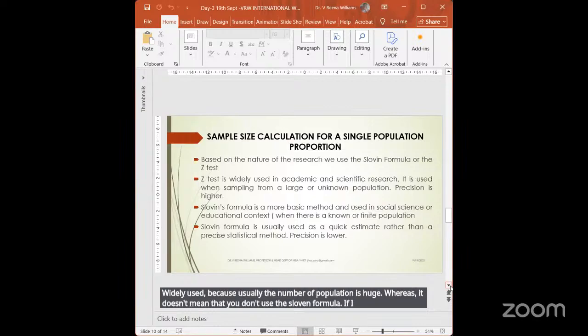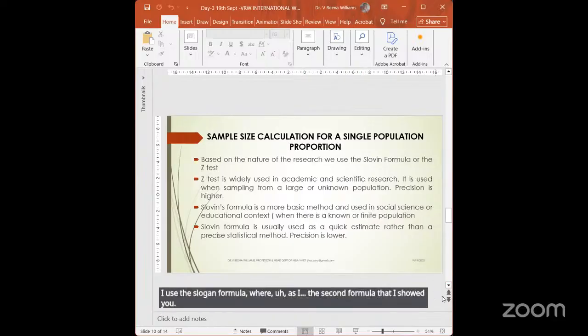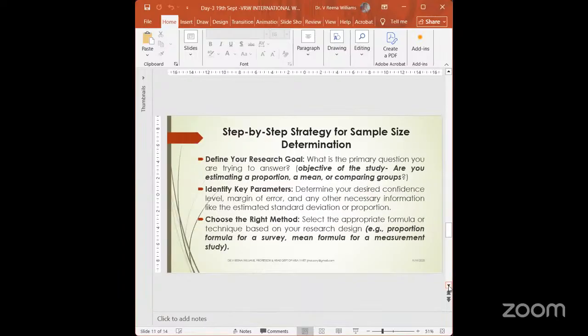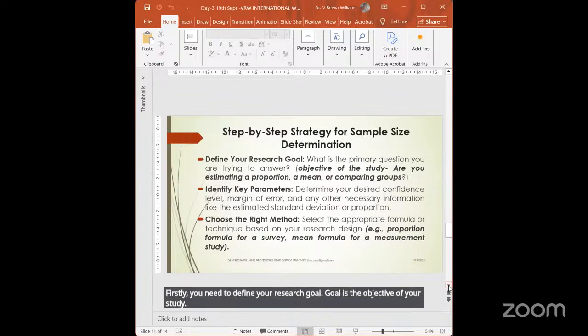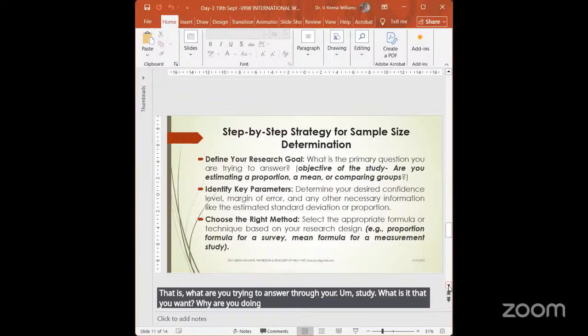If I'm doing a study on a company or an identified population, in such a case I use the Slovin formula, the second formula that I showed you. Now, coming to the step-by-step strategy for sample size determination. Firstly, you need to define your research goal. The goal is the objective of your study. What are you trying to answer through your study? What is it that you want? Why are you doing your study? Identify why you want to do that study. What is the objective of doing the study?